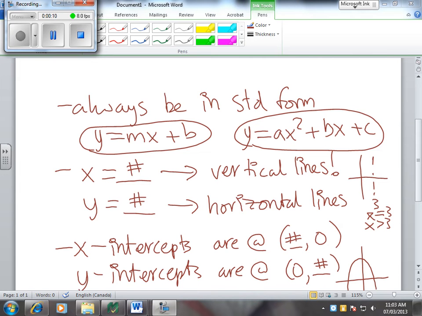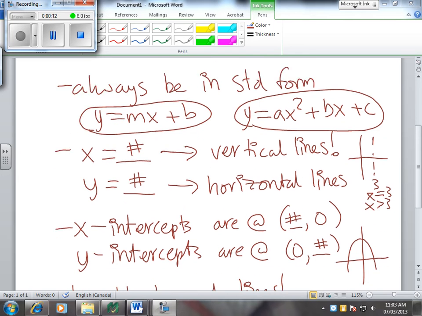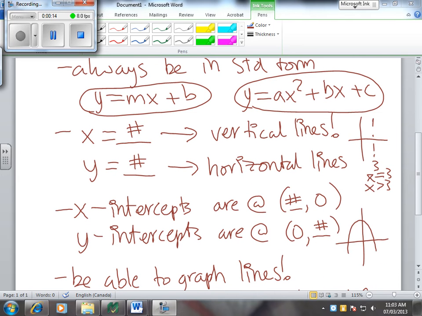Sorry about that. So as a general rule of thumb, try to be in standard form. So for a line, we're going to be in y equals mx plus b. And for a quadratic, it will be y equals ax squared plus bx plus c. Again, sometimes with a quadratic, you're asked to be in factored form, and that's fine. But just as a general rule of thumb, always get into standard form. It's much easier to go from there.